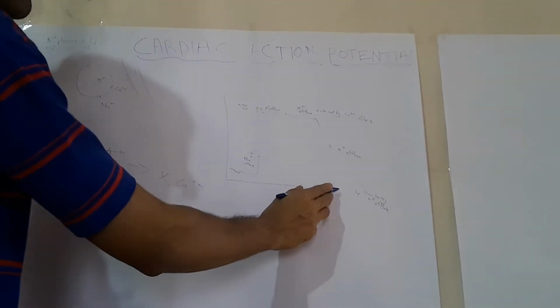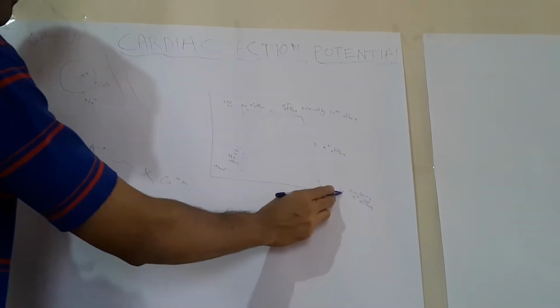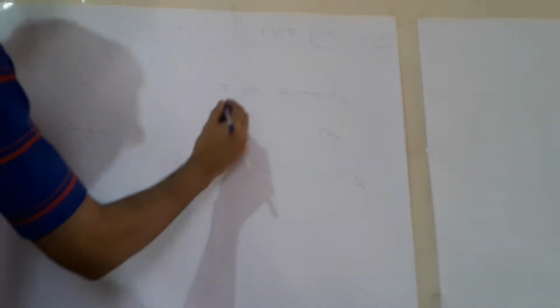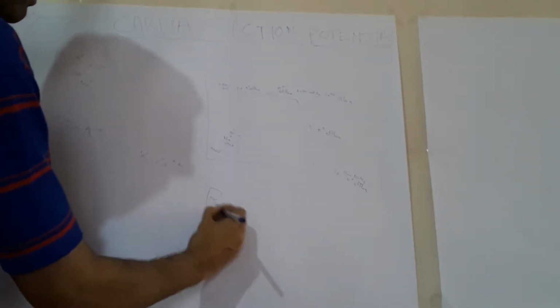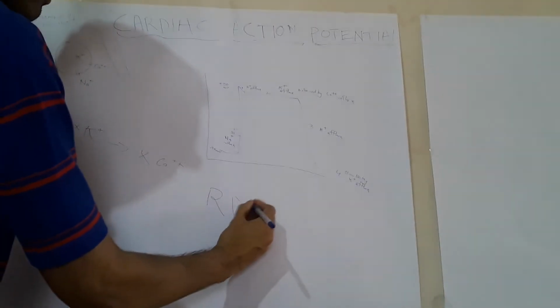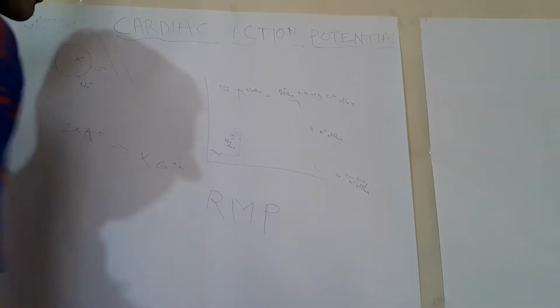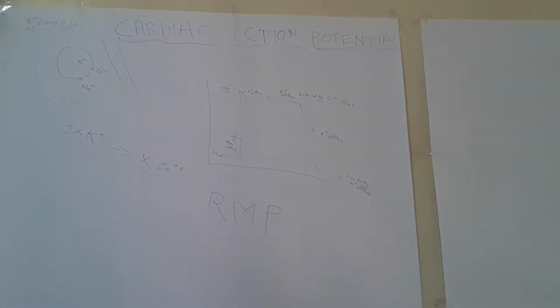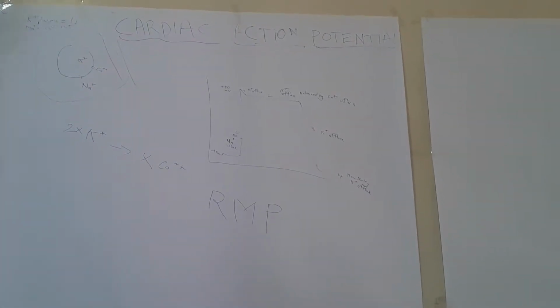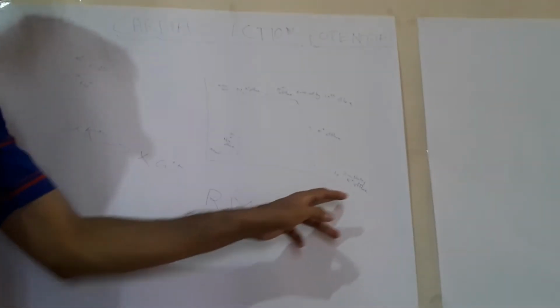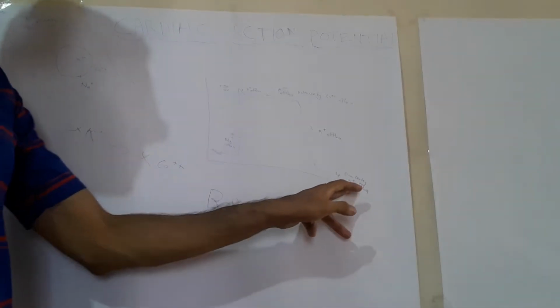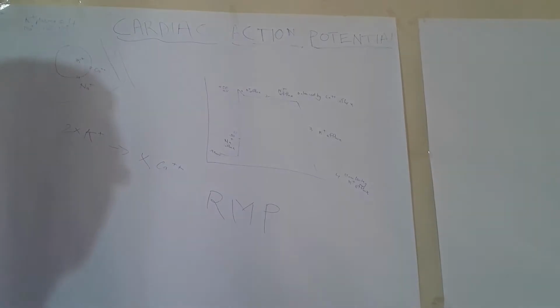Now, the last phase is phase 4, which is also caused by slow leaky potassium channels. Why do we call it slow and leaky? Because it helps to establish the resting membrane potential. Why is that so? This is an important point to keep in mind. Resting membrane potential is always by potassium efflux.